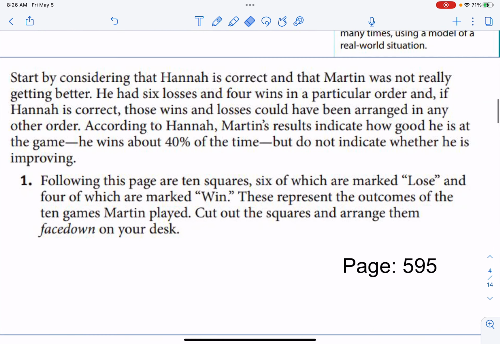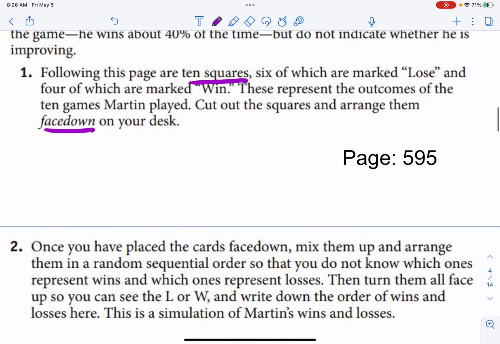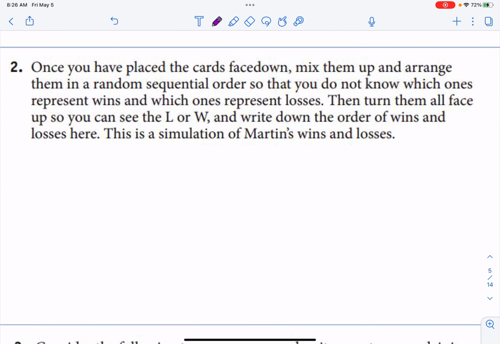There's a chart on page 595 of your books where it has losses and wins. Basically, those are 10 squares. You can cut them up, though I'm not going to require you to. Then you place them face down on your desk and randomize them. If you choose to do this activity, you're going to mix them up and arrange them so that you do not know which ones represent wins and which ones represent losses. Then turn them all face up to see the loss or win, and write down the order of wins and losses here.